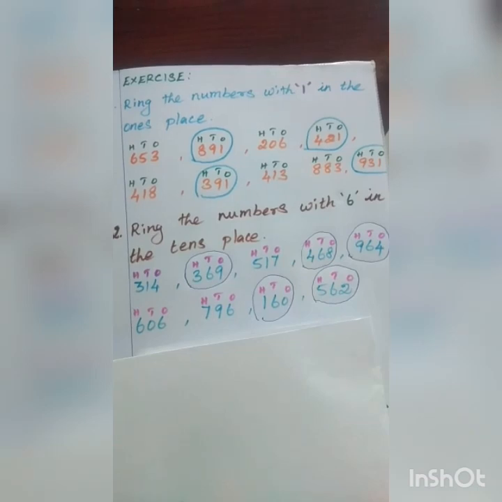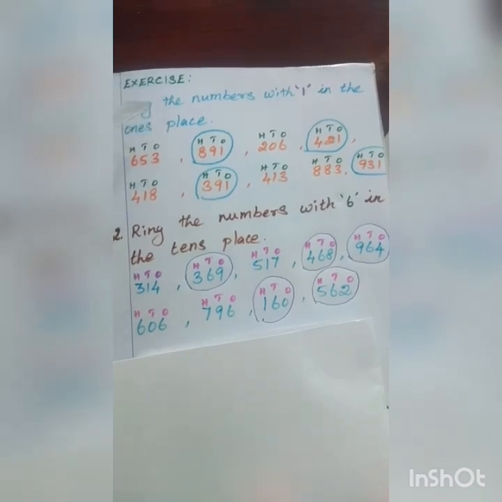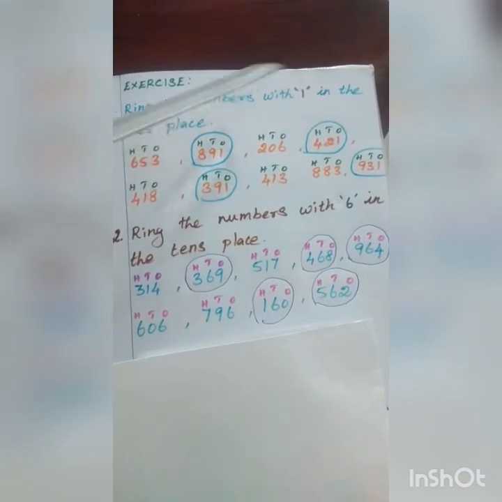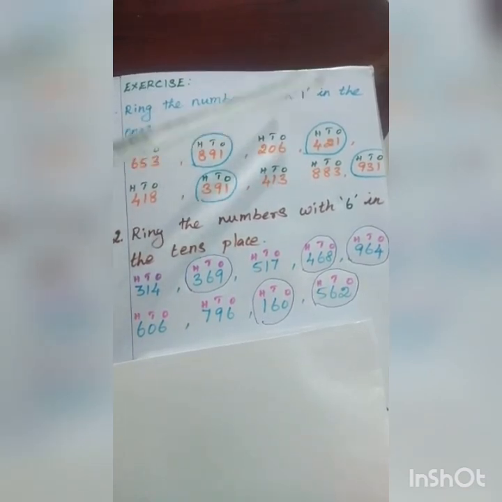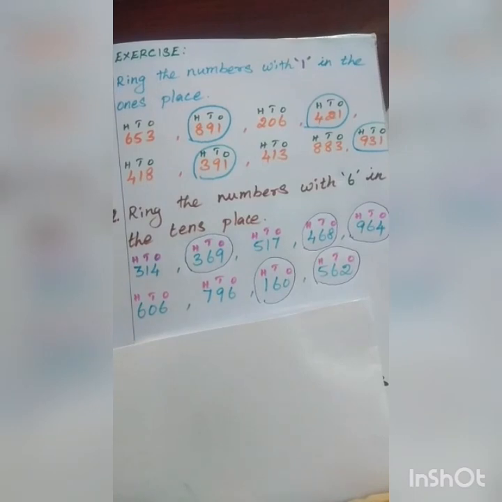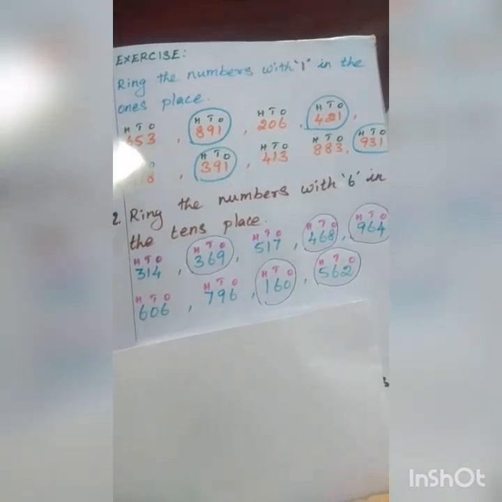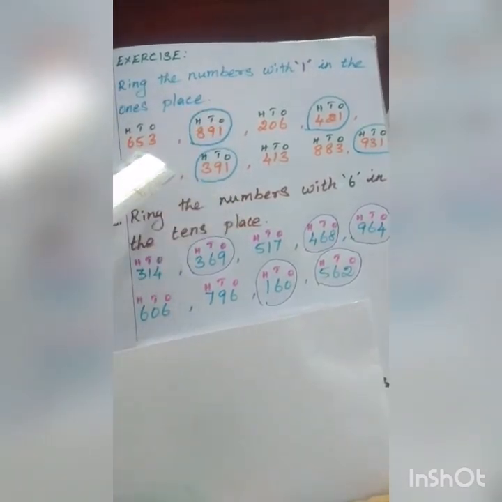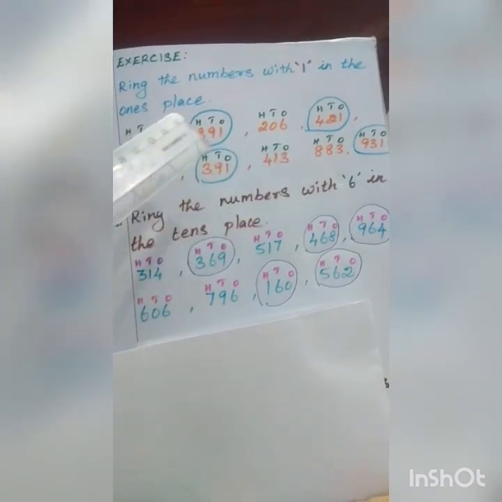Next one we see about the exercise sums. First one, ring the number with 1 in the ones place. Below that, some numbers are given. You have to observe these numbers and circle the number.